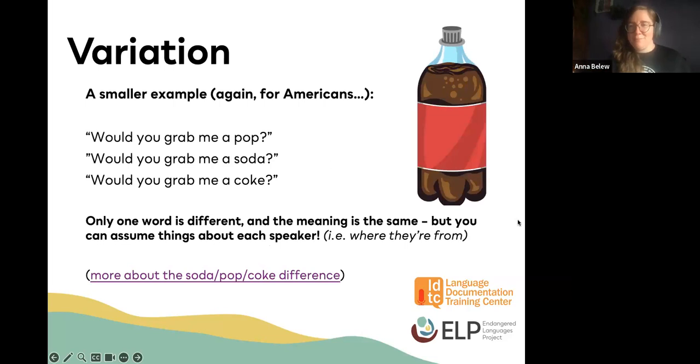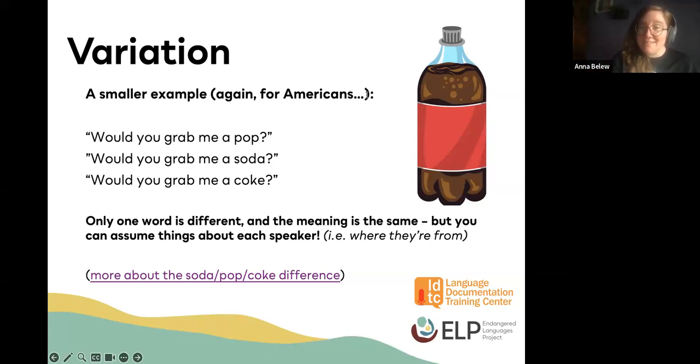And again, another American English example, because that's my mother tongue. There are these three sentences here that all mean literally the exact same thing, right? Go get me these sugary, fizzy drinks. So would you grab me a pop? Would you grab me a soda? And would you grab me a Coke? So we got one word that's different here, and they all mean physically the same thing, but do y'all know why somebody would say one of these versus the others? Does any of this land as telling you something about the speakers?